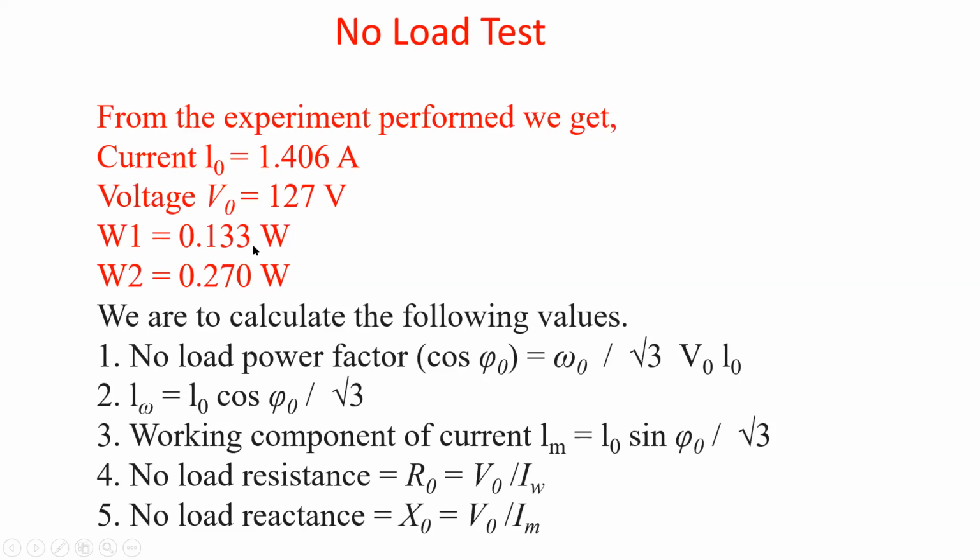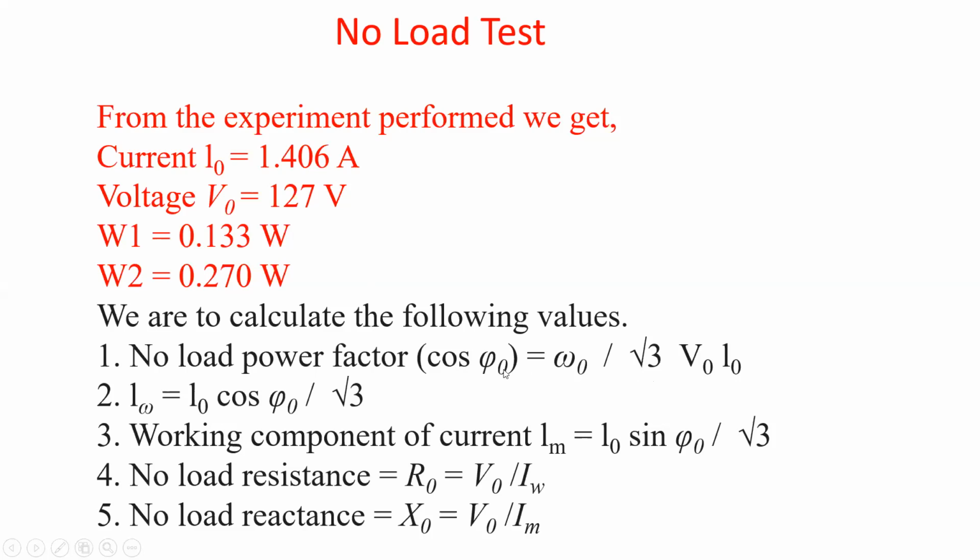So 0.133 plus 0.270 will be 0.403 watt, W0. Then root 3, V0 and I0 readings are there. V0 is 127, I0 is 1.406 ampere. You substitute the values over here, take cos inverse of this, and you will get the value of 50. So that is the no load power factor, cos of 50.